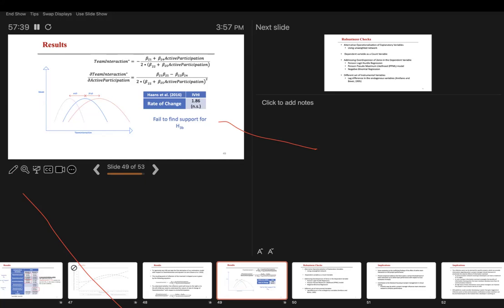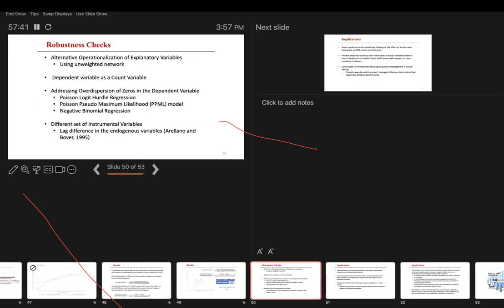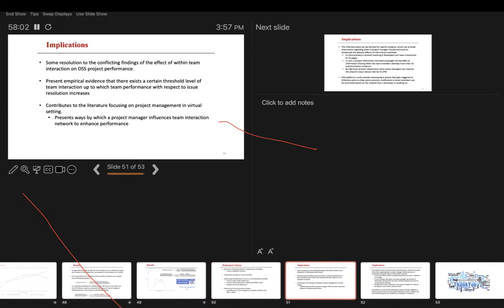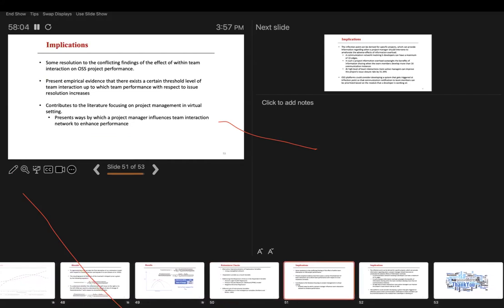H2 and H3B were not supported. Okay, so that's sort of our results. Some robustness checks: we use a different dependent variable, and we use a different operationalization of the explanatory variable. We also address the over-dispersion of zeros with other estimation models that we could consider. Different sets of instrumental variables were also considered. So all those different tests ascertain whether those two hypotheses that we found support for indeed are supported.